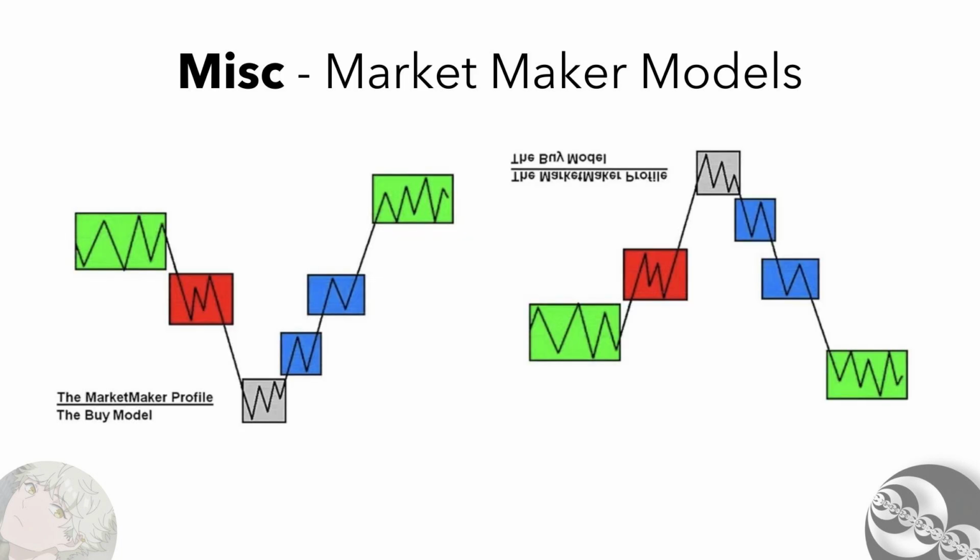Next, we got market maker models. The market maker model is a concept used to understand how price movements occur in the markets. It involves two main models, the market maker buy model and the market maker sell model. The market maker buy model starts with a consolidation at a low or discount price level. The market then moves up to a premium level, reverses, and eventually trades back below the original consolidation level.